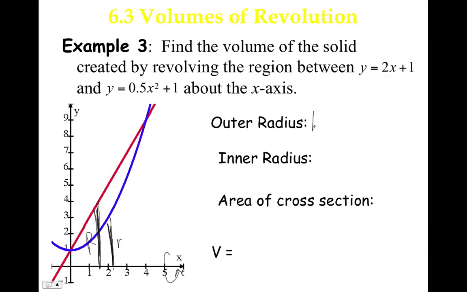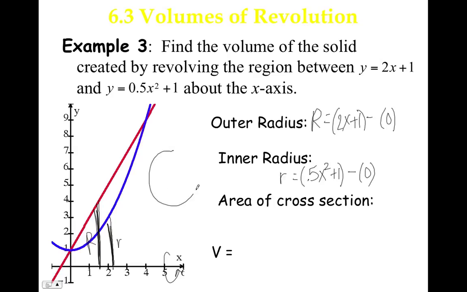So in this case, my outer radius is going to be top minus bottom, 2x plus 1, minus bottom, which is just 0. And my inner radius is going to be that quadratic 0.5 x squared plus 1 minus bottom, which is just 0 again. And so the area of a cross section, again, if I have this washer and I want the area of the part that I'm shading in, it really does look like a donut, huh?